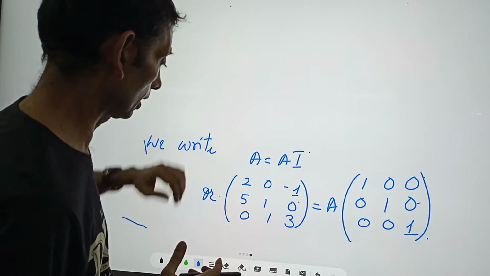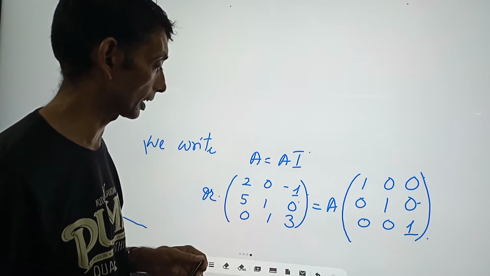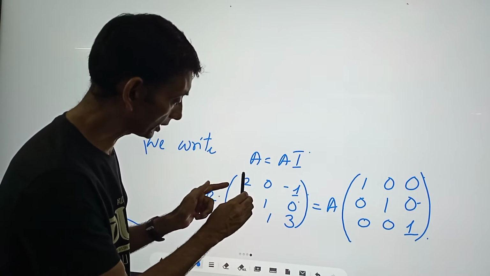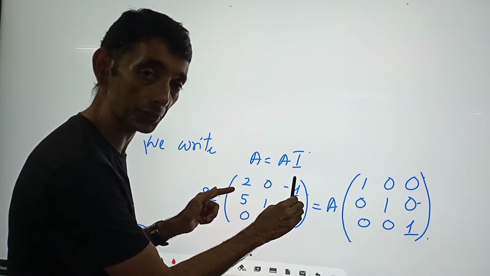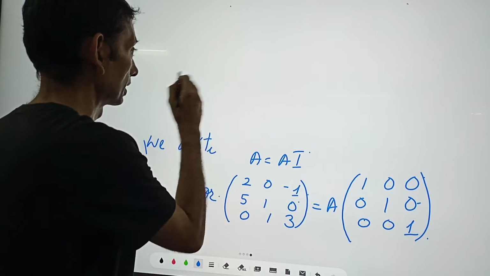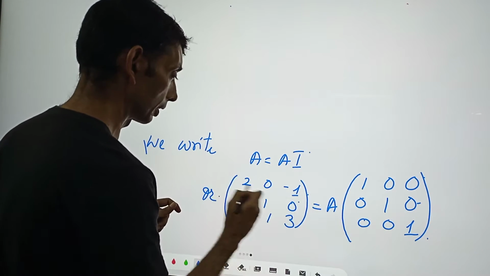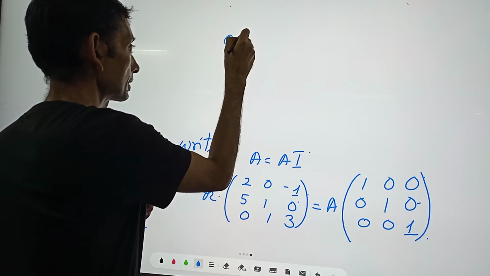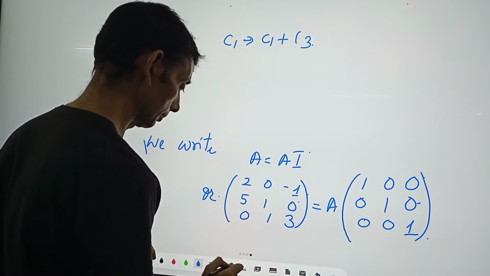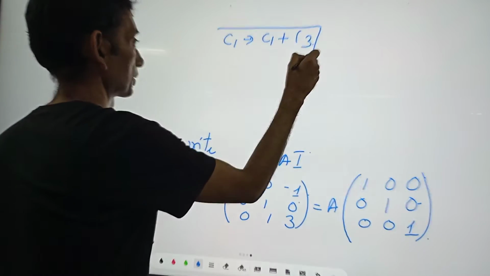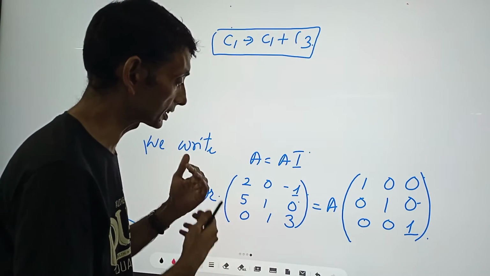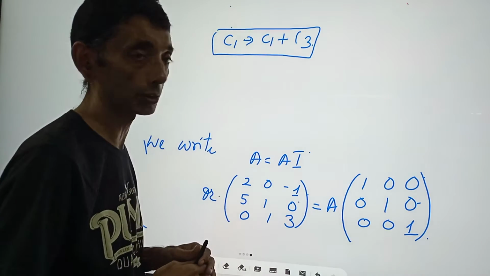First, what will be step 1? What I have seen is that with column 1, if we simply add column 3, we are going to get this 1. So we'll use this operation first: C1 plus C3. We are going to use this first operation, C1 plus C3.